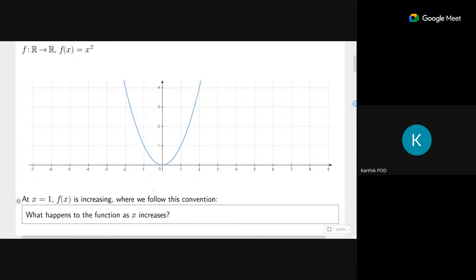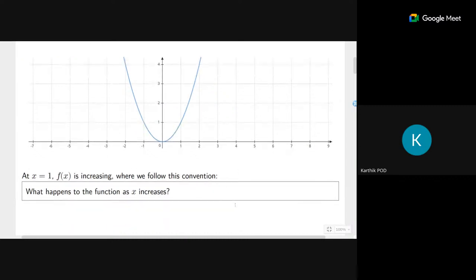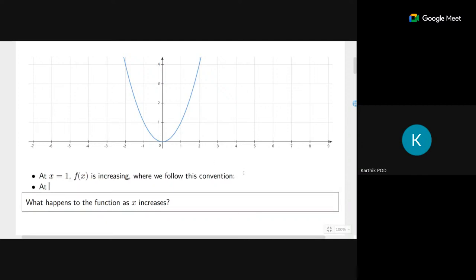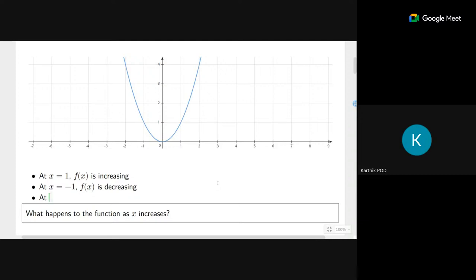So what happens to the function as x increases? We answer that question here. At x equal to 1, the function is increasing. So this is one point. Now, at x equal to minus 1, what is happening to the function? Decreasing. f of x is decreasing. Now, I'll delete this. At x equal to 0, what happens to the function?